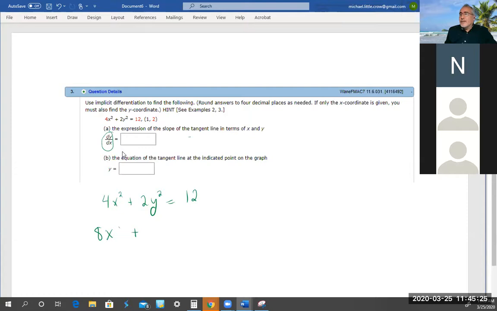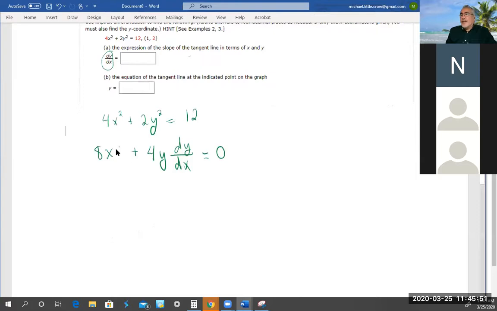Here, though, when I take the derivative of y, I do it just like I'm taking the derivative. So 2 times 2 is 4, y to the first power, 2 minus 1 is 1, but I just have to remember to mark this as the derivative of y with respect to x. And then here, when I take the derivative of 12, that's 0. And so it's a lot cleaner.